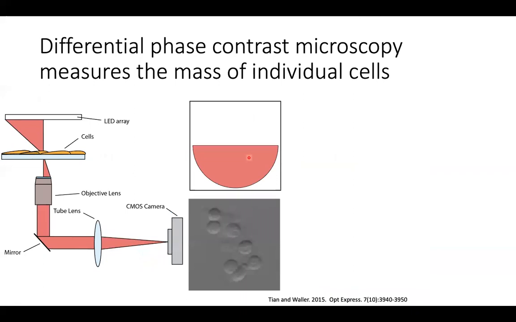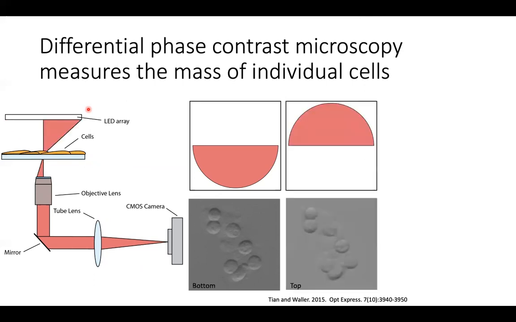The QPI technique that we are using is called differential phase contrast. Differential phase contrast measures the mass of individual cells using a standard compound microscope with the illumination source replaced by an LED array. The LED array allows you to quickly switch between illuminating your sample with one side of the array and then the other, which allows extra information to be captured by the objective lens from which the phase can be recovered.